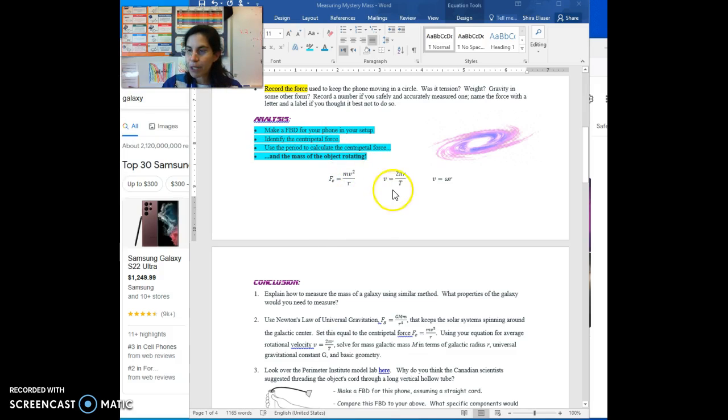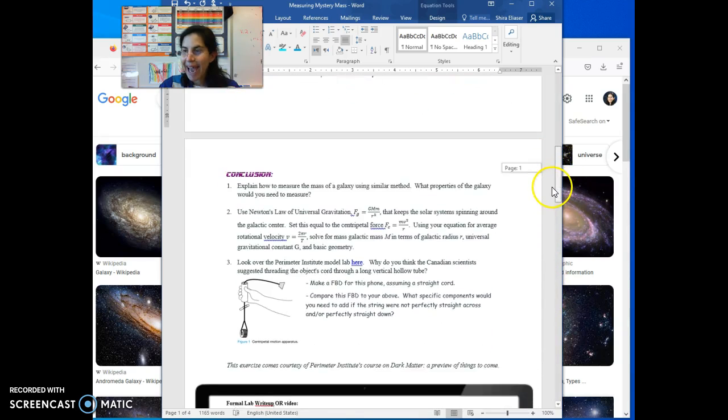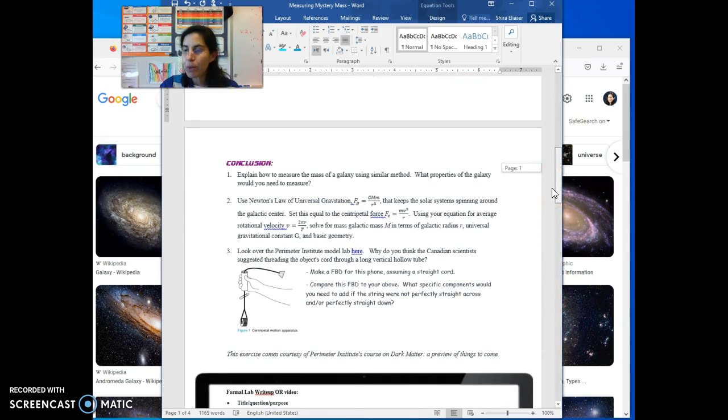Use the rotational period. Use the equations we worked on in class to calculate the centripetal force. Because if you know the centripetal force, and you know the speed, and you know the radius, you can solve for the mass as the last of the missing variables. Solve for, not measure. If you can measure the mass of your galaxy without ever putting your phone on a scale, then you can measure the mass of these galaxies without having to vaporize whatever scale you try to put them on. The conclusion questions ask you to apply this method to a real galaxy.